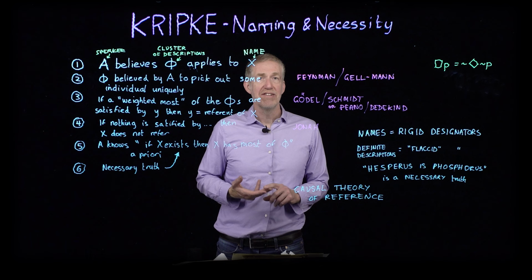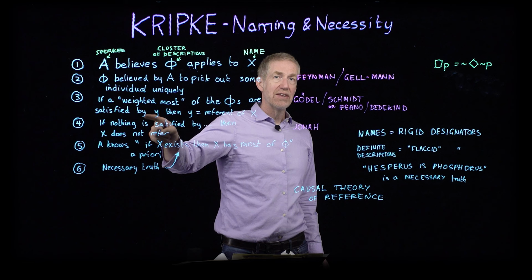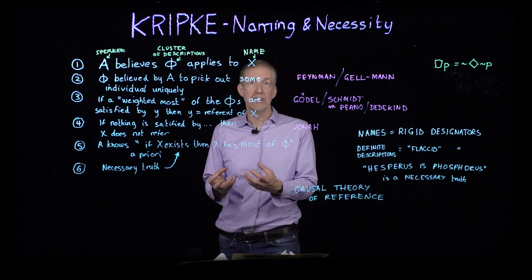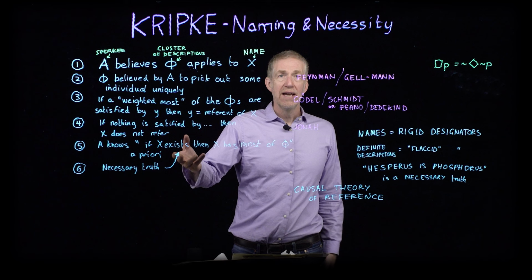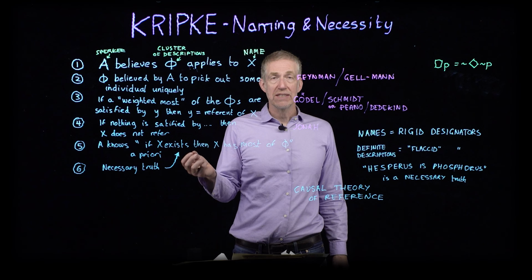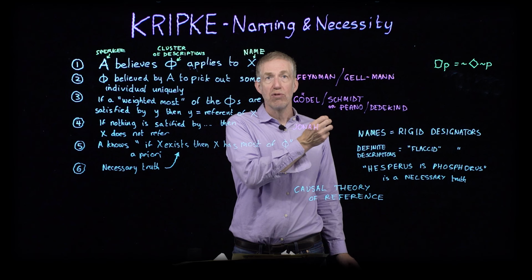So the fact that there is no single individual that is picked out by our cluster of descriptions doesn't prove that they don't exist, because Jonah could still exist, even though all of the things that we know about Jonah aren't true. Why? Well, presumably because there was a person that was picked out by a name, and that name was passed down, and that's what caused us to acquire this particular name, Jonah. So it in fact picks out a particular individual.